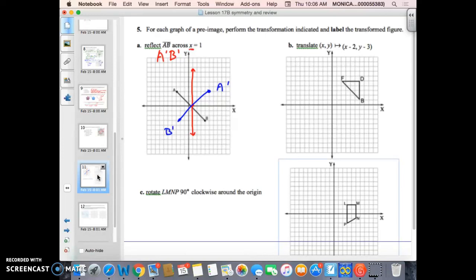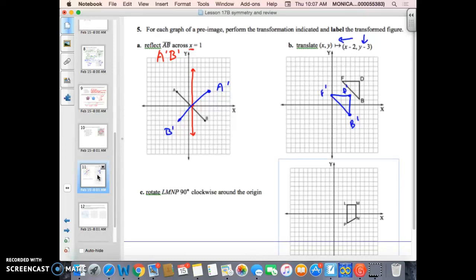All right, next for B, it says translate the image. This is going to be left, and this is down. So I'm literally, and it doesn't say that I have to write the coordinates, so I just have to do it on the graph. So I'm going to go left 2, down 3, and I have to label it F prime. Left 2, down 3, and I have to label it D prime because it told me to. Left 2, down 3, B prime. That's where my new image exists.